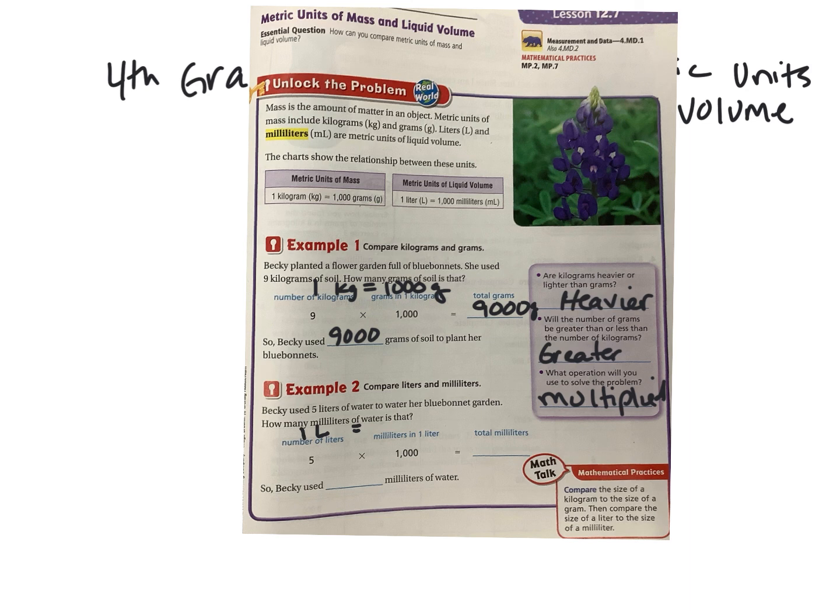is equal to 1,000 milliliters, then to get 5 liters, I'd have to multiply by 5 to keep this equation equal. If I multiplied this by 5, I must multiply this by 5. 1,000 times 5 is going to equal 5,000 milliliters. So Becky used 5,000 milliliters of water.